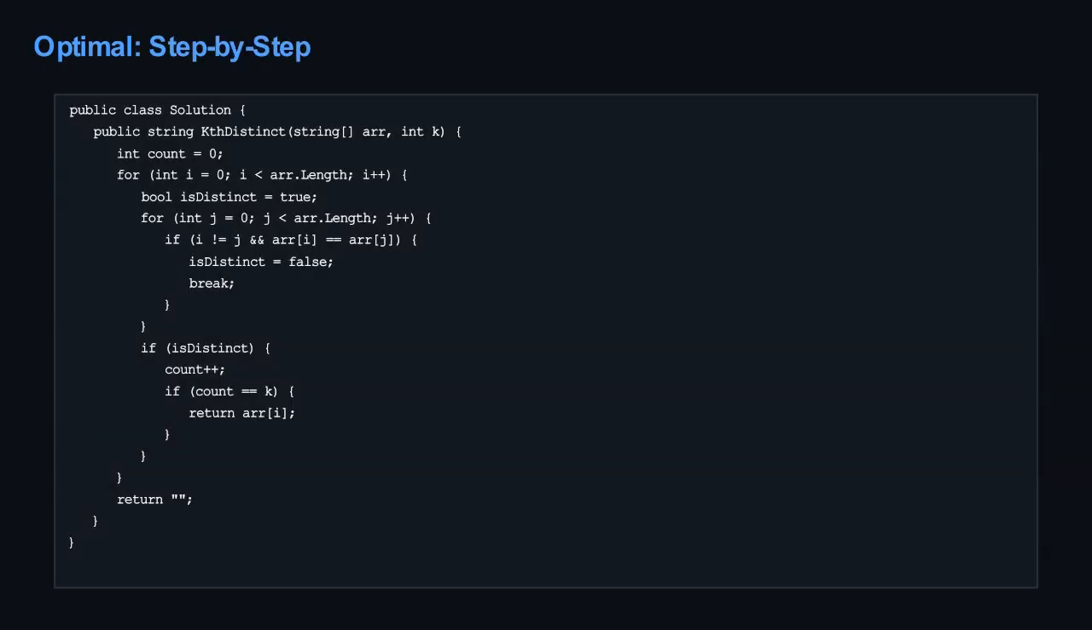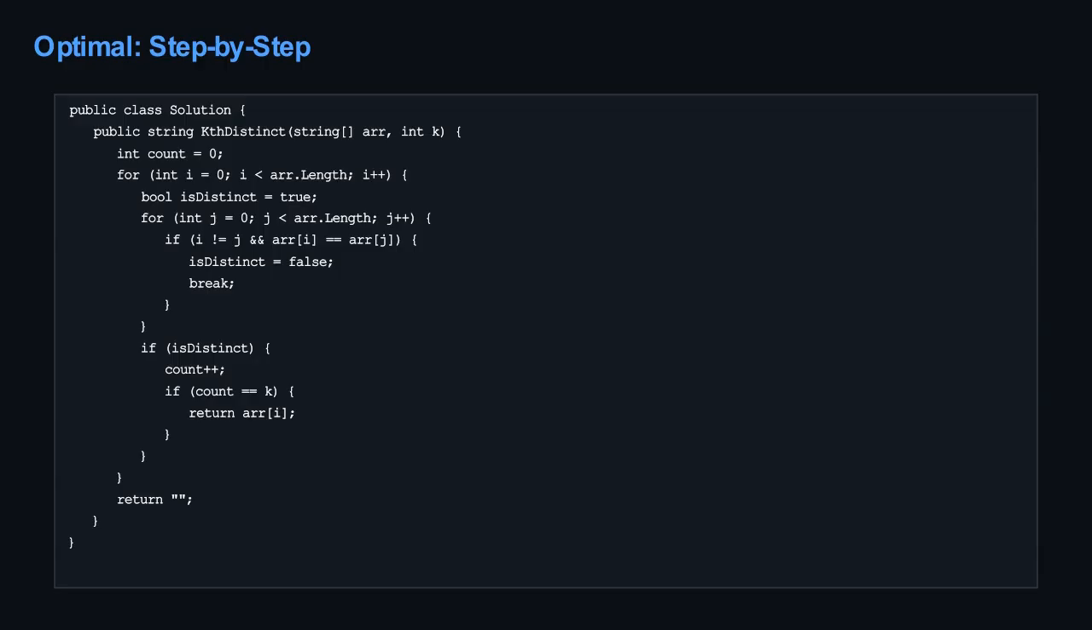Let's trace this with an example, array D, B, C, B, C, A and k equals 2. First pass, we declare a dictionary. D appears once. B appears once. C appears once. Then B appears again, so its count becomes 2. C appears again, its count becomes 2. Finally, A appears once. Our dictionary now shows D1, B2, C2, A1.